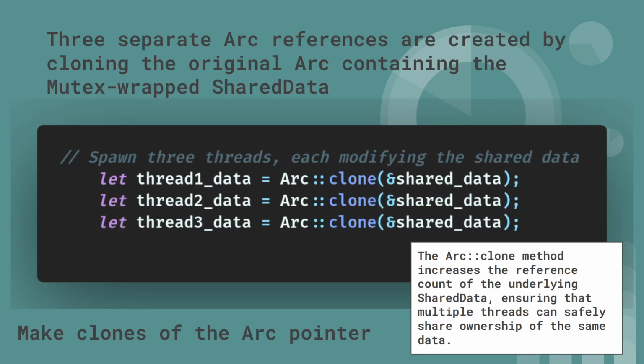Three separate Arc references are created by cloning the original Arc containing the Mutex-wrapped shared data. So the shared data that we just looked at is wrapped in a Mutex, wrapped in an Arc, and then we clone that Arc. So we're making clones of the Arc pointer. The Arc clone method increases the reference count of the underlying shared data, ensuring that multiple threads can safely share ownership of the same data. They can share it, but they can only modify it one at a time, as we'll find out.